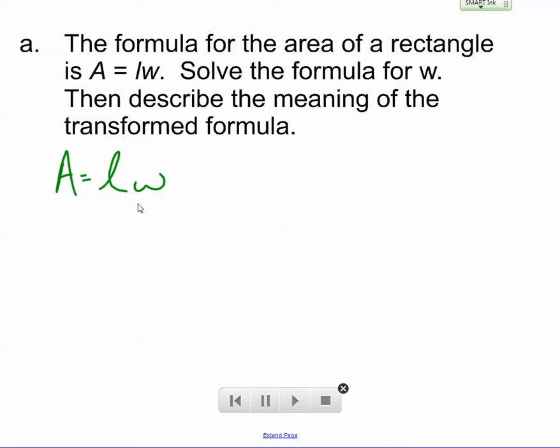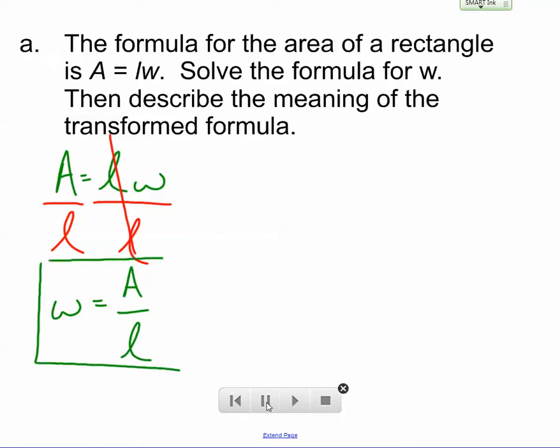Well, if I want to get W by itself, I got to get rid of that L. Right now, W is being multiplied by L, so I'll divide by L. And whatever I do to one side, I have to do to the other. Well, we're done. We've just solved the equation for W. W equals A over L. Okay, so there it is right there, A over L. W's by itself. Pretty easy, one step.